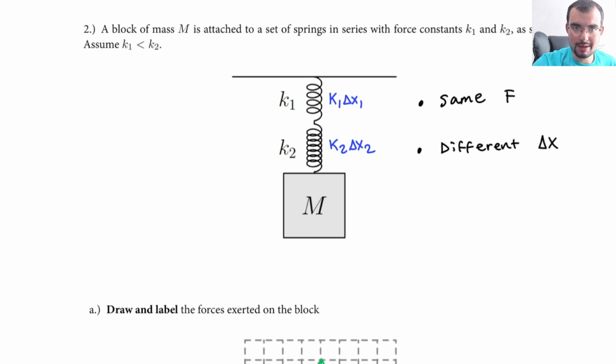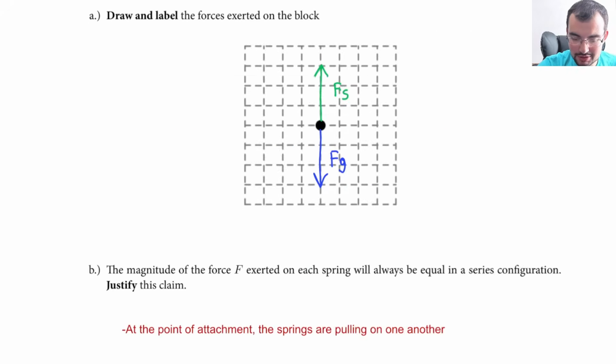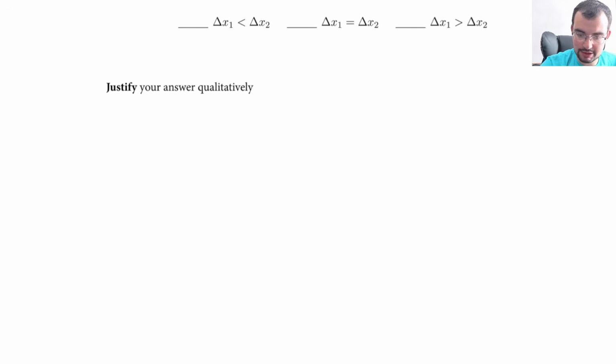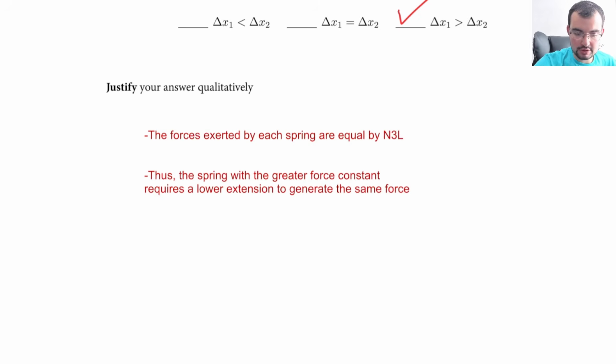If the force is the same, you need to extend the weaker spring further to get the same force. Because again, that spring constant tells you how much force you get per unit of extension. So if you extend the spring with a lower spring constant, you've got to extend it further to get the same force that you would need to generate. So delta x1 would be larger. For that reason, forces exerted by each spring are equal by Newton's third law.